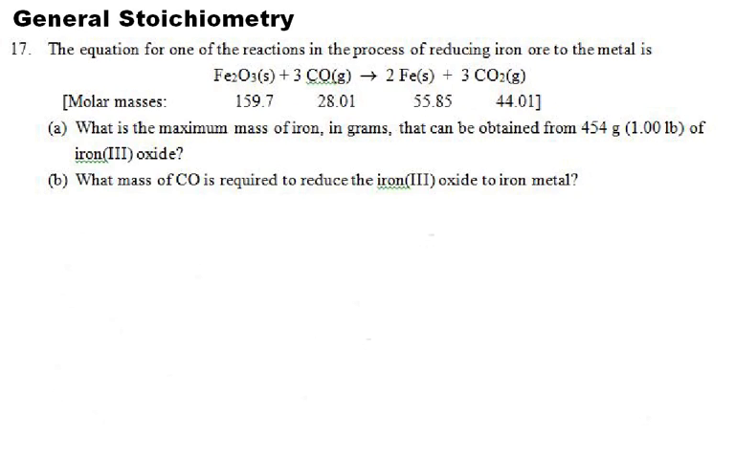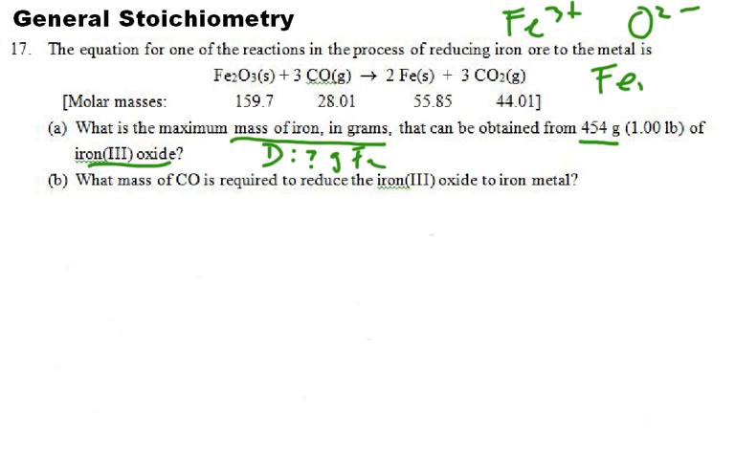Next, the equation is given. What's the maximum mass of iron in grams? So you can see that this is our desired. So desired is grams of iron, Fe, that can be obtained from 454 grams of iron(III) oxide. Well, iron(III) oxide means Fe3+, and we know oxide is O2-, so here we're talking about the compound Fe2O3, one of our original compounds.